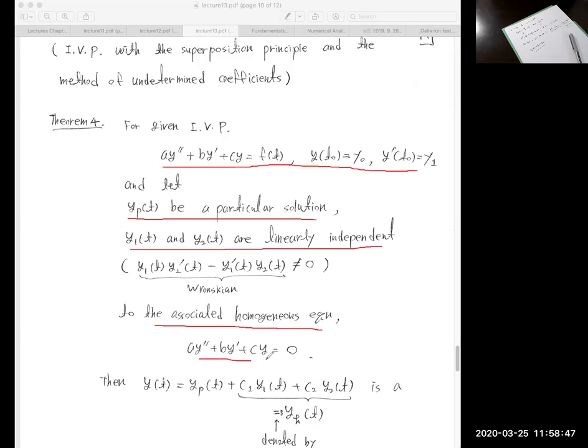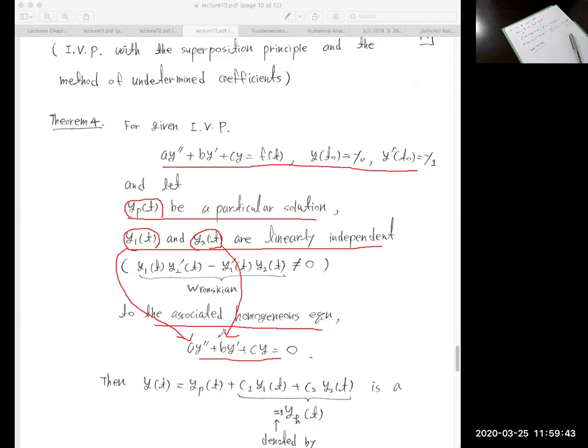So you got it. For the particular solution yp, we can find it using the method of undetermined coefficients. Then y1 and y2 are solutions of the associated homogeneous equation, right? We did that many times. You remember that when you find the general solution of the homogeneous equation, we found y1 and y2.